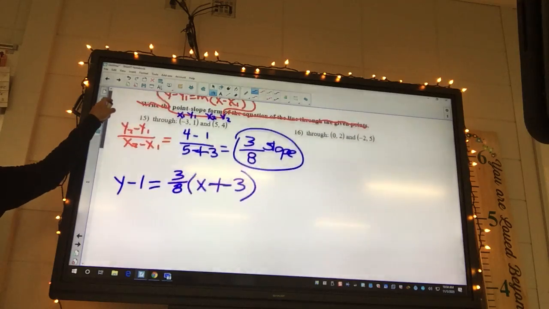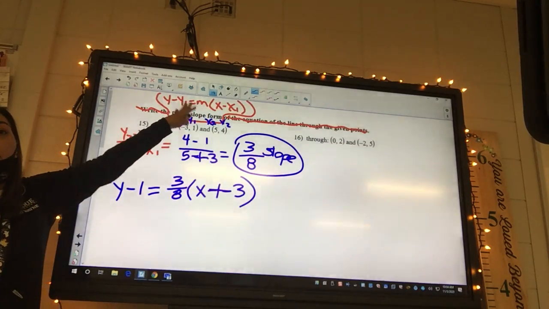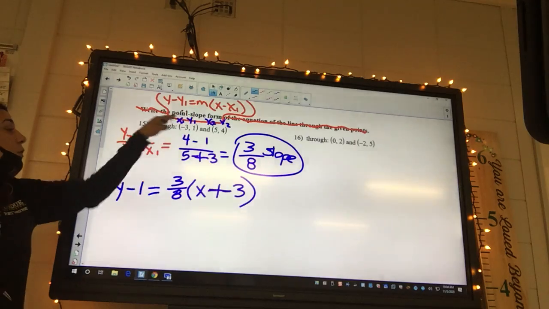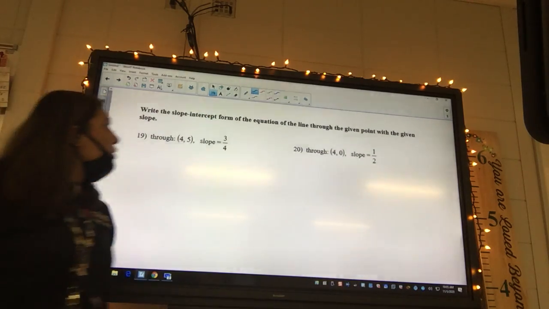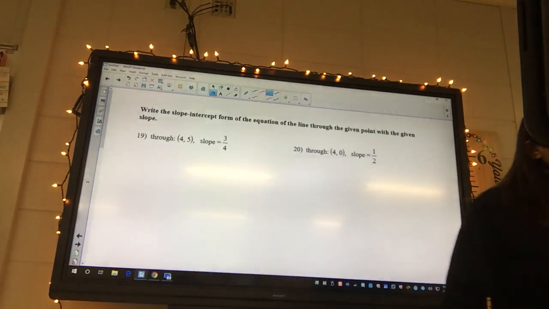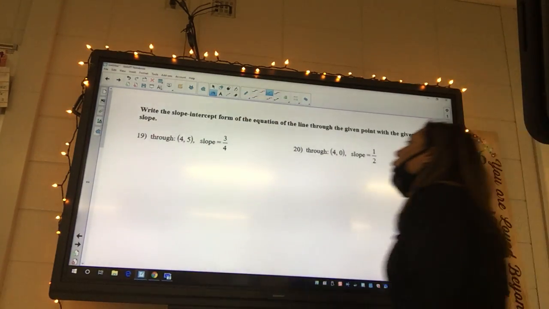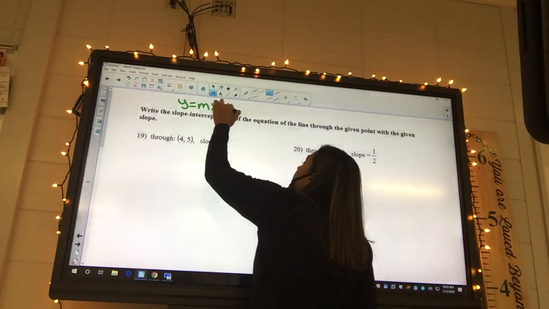Okay, and this is why I constantly, and some of you guys don't do it, but this is why I constantly write the formula up here, so I know when to stop. Okay, the next one says write the slope-intercept form of the equation of the line. What's slope-intercept form? Y equals mx plus b.